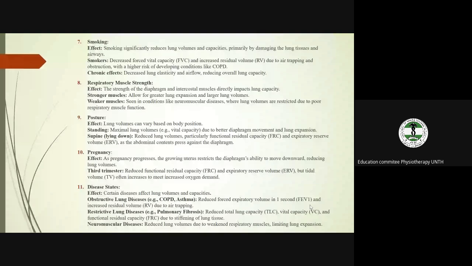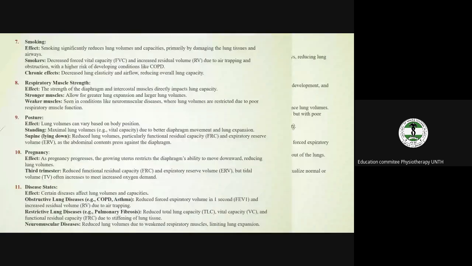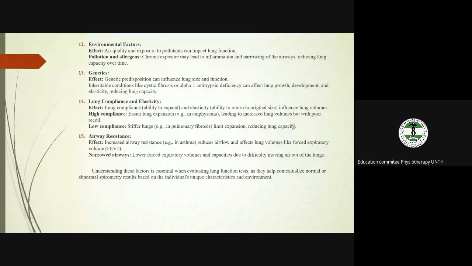Then genetics also affect it. Genetic predisposition can influence lung size and function. Inheritable conditions like cystic fibrosis or alpha-1 antitrypsin deficiency can affect lung growth, development, and elasticity, reducing the lung capacity. So any disease condition you inherit from your parents due to genetics, like cystic fibrosis, can affect lung capacity.